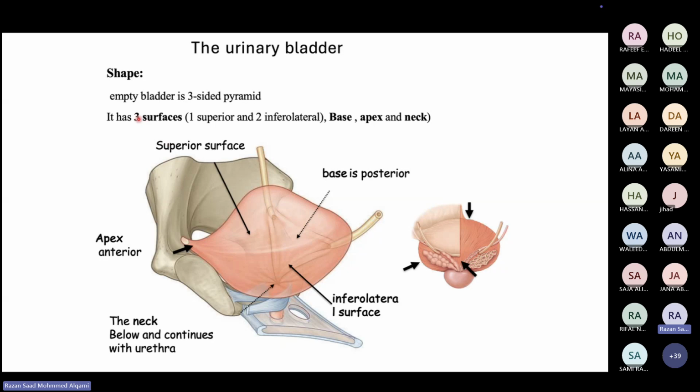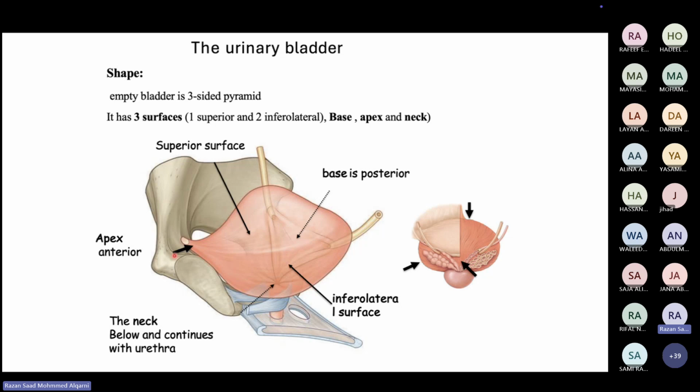It has two surfaces. One is superior, as you can see here, and the two are inferior lateral. Inferior, but at the lateral side. So this is the superior. This is the inferior lateral, and we're gonna demonstrate that also in the practical session.